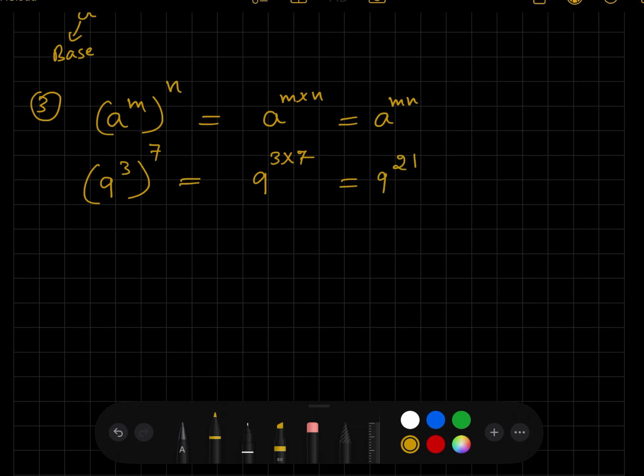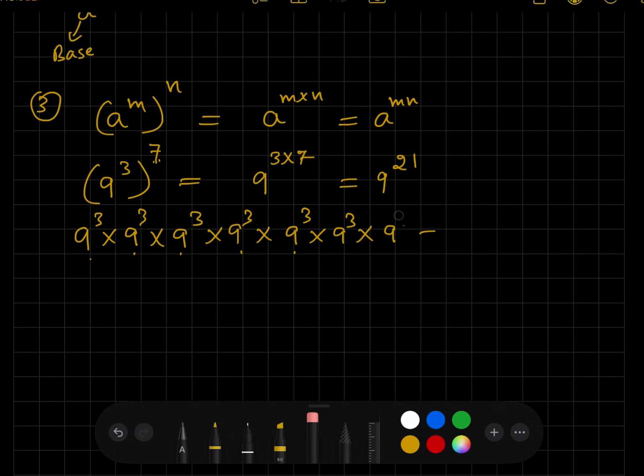If you want to understand how it is, I will expand it. 9 raised to 3, 9 raised to 3, 9 raised to 3, 7 times we have to write, correct? How many? 1, 2, 3, 4, 5, 6, and 7. So 7 times the same number is multiplied. It means when they are multiplied, the bases are the same, so all these powers would be added.